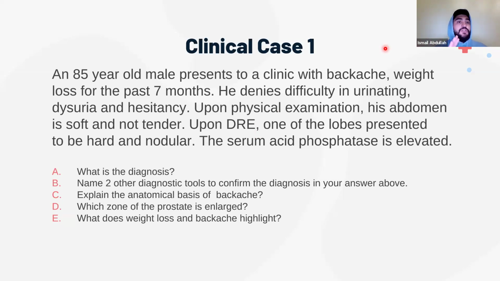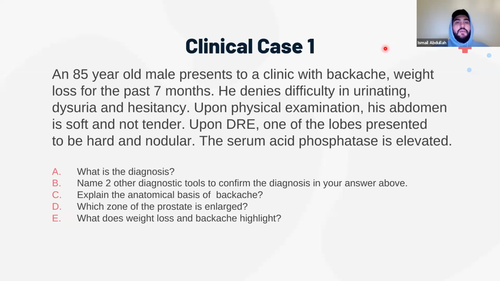Denies difficulty in urination, dysuria, hesitancy. Dysuria is like pain while urinating. Okay. Upon physical examination, the abdomen was soft and not tender. Upon DRE, one of the lobes presented to be hard and nodular. Serum acid phosphatase is elevated.